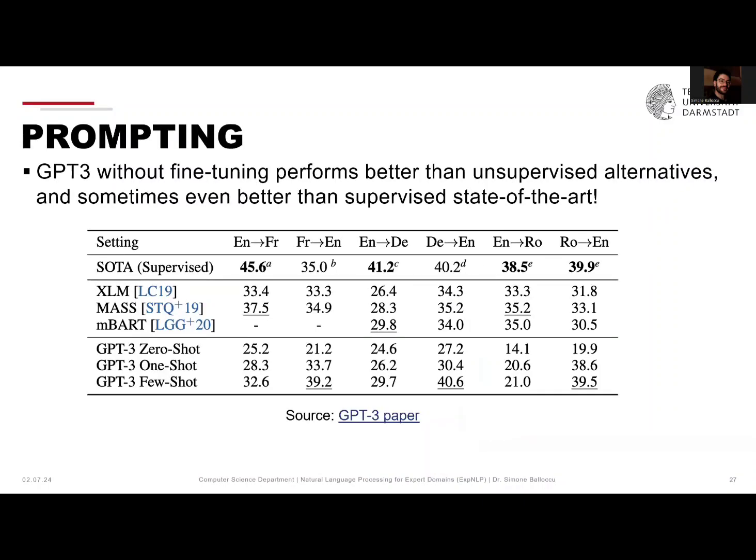So does prompting work? Well, yes, GPT-3 without any fine-tuning showed to be able to perform better than the supervised alternatives, and sometimes even better than supervised state-of-the-art, all without being explicitly trained on these tasks, but just by, again, causal language modeling.